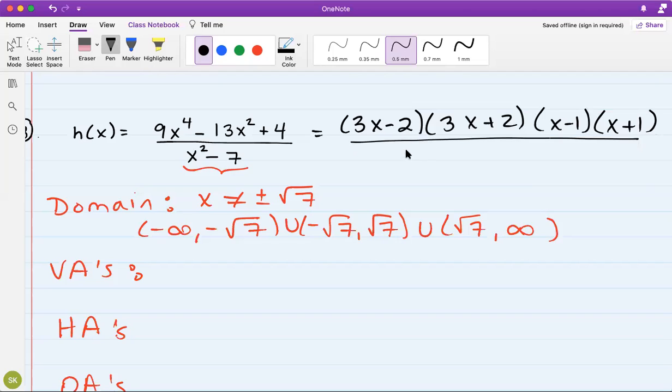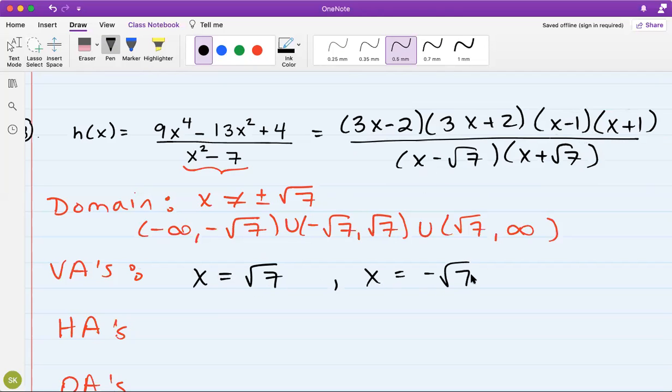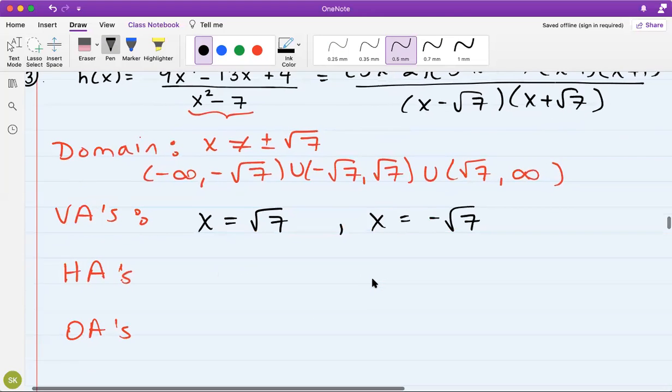And on the bottom, we factor into x minus square root 7, x plus square root 7. Now, if for some reason in the numerator I had x minus square root 7 or x plus square root 7, I would cross those out. And that would correspond to a hole, not a vertical asymptote. But because we cannot get rid of anything, whatever's left in the bottom, those are vertical asymptotes. So x is square root 7 and x is negative square root 7 correspond to vertical asymptotes.